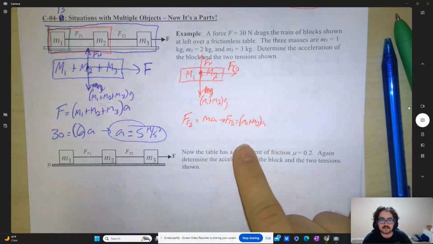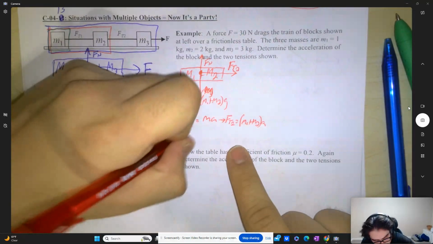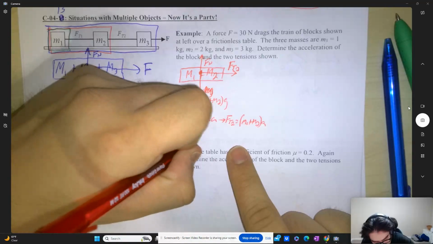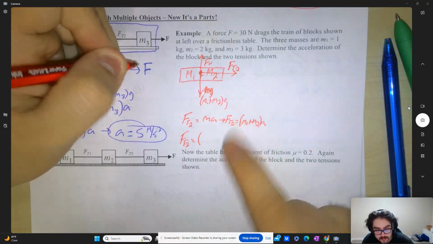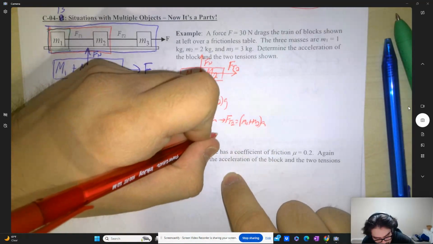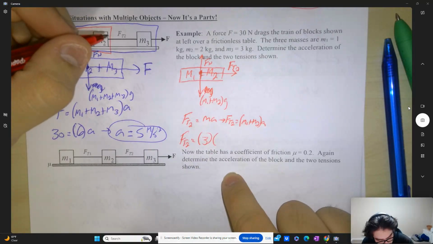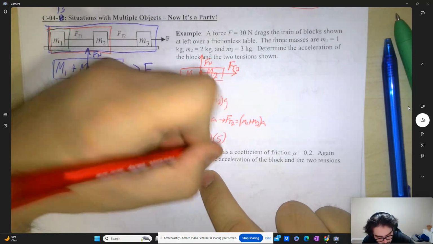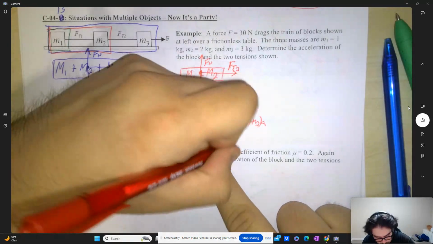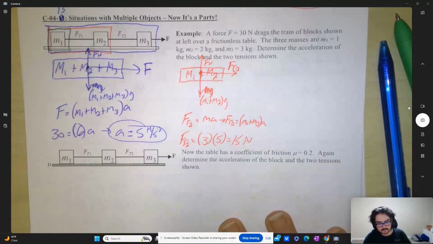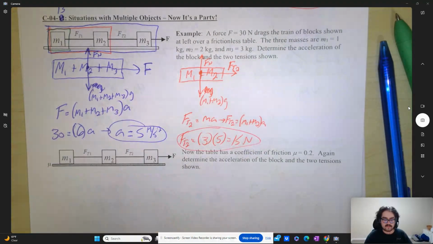I keep messing that up there. Okay, and then we would actually have to calculate Ft2, which is equal to the combined mass, which is 1 plus 2, it's 3. Okay, and then a, the acceleration, we already figured out was 5. Oh, 3 times 5, it's just going to be 15 newtons. Okay, look at that.